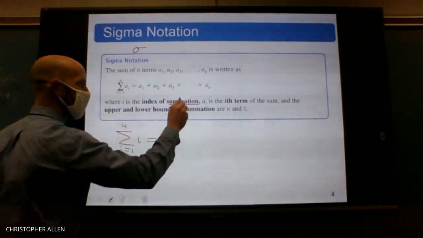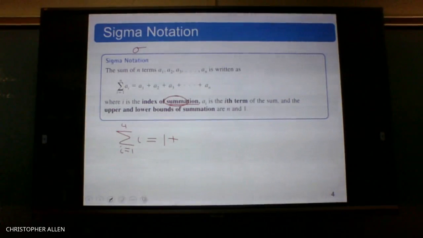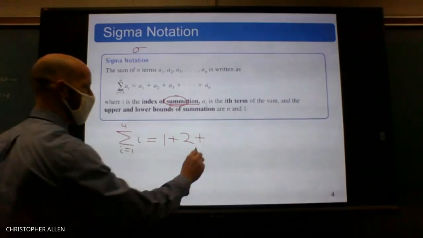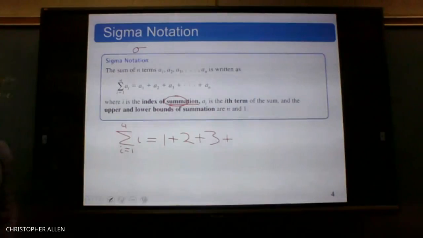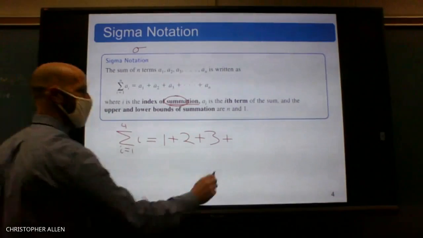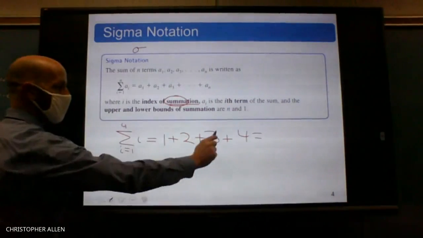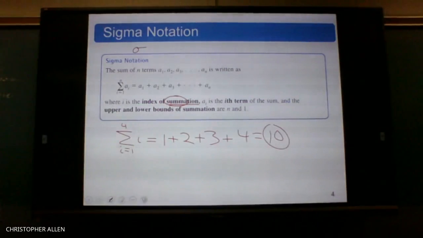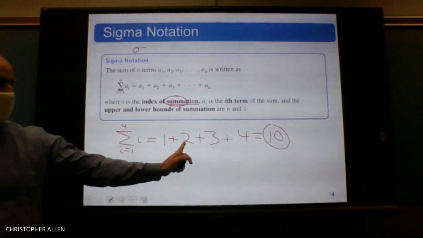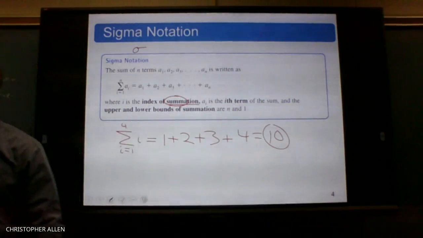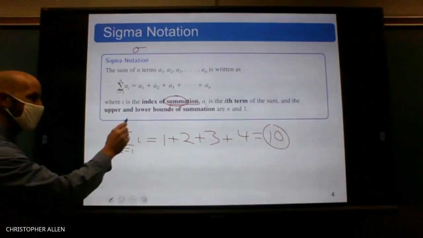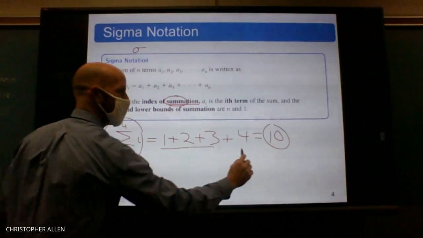Plus, because this is a summation. What's the second i? 2. Plus, can you guess what the third one is? 3. And last but not least, because we're going to stop at 4, guess what the last one is? 4. So our sum here is going to be 10, because 1 plus 2 is 3, plus another 3 is 6, plus 4 more is 10. This is sigma notation. In fact, this is the sigma notation that represents this sum.